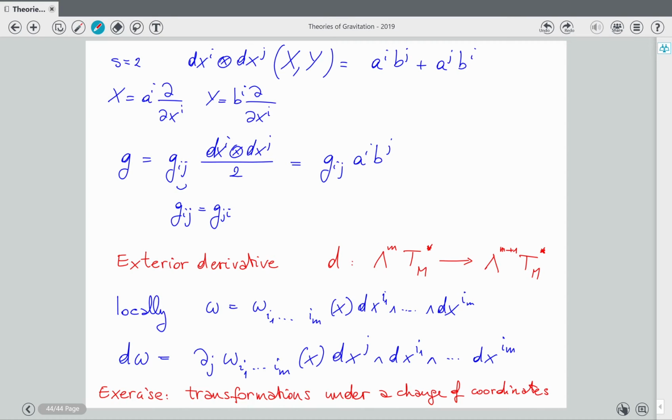The covariant derivative will be defined, I think, next time, not today. But the good thing about differential forms is that you can differentiate them without any regard to these kinds of things. And that is encoded into the anti-symmetry of the forms.